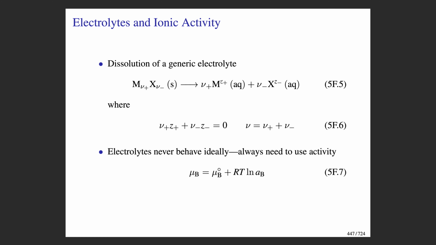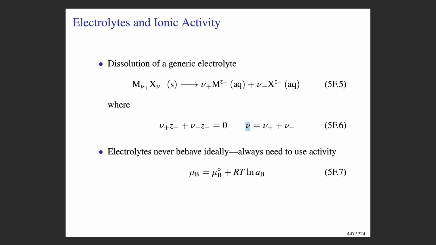In any case, the cations have a particular charge, plus charge, and a minus charge on the anions. And due to requirements of charge neutrality, the number of cations and anions formed and the charges must combine together to give you 0. And then we introduce this other symbol here, just nu by itself. That's just the sum of the number of cations and anions added together.